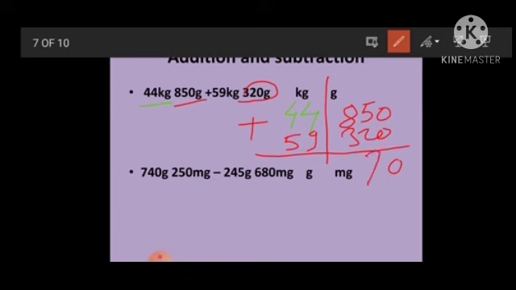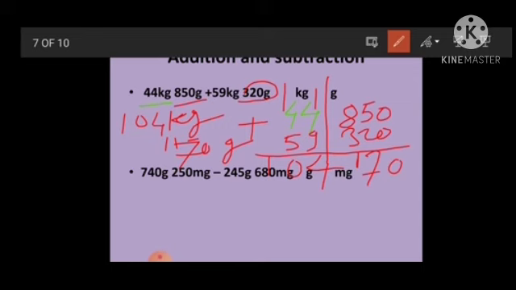5 plus 2, 7. 8 plus 3, 11. 1 carry. 4 plus 1, 5. 5 plus 9, 14. 4, 1 carry. 4 plus 1, 5. 5 plus 5, 10. So 104 kilogram 170 gram.